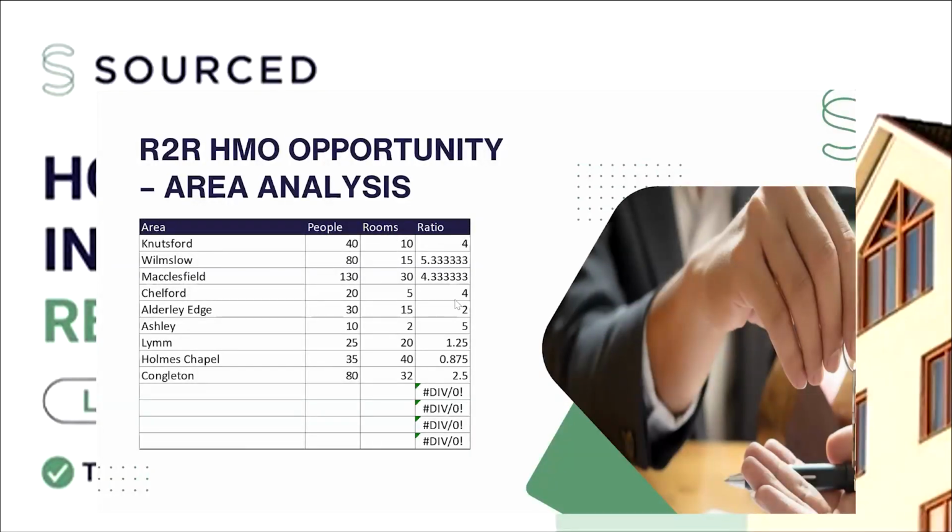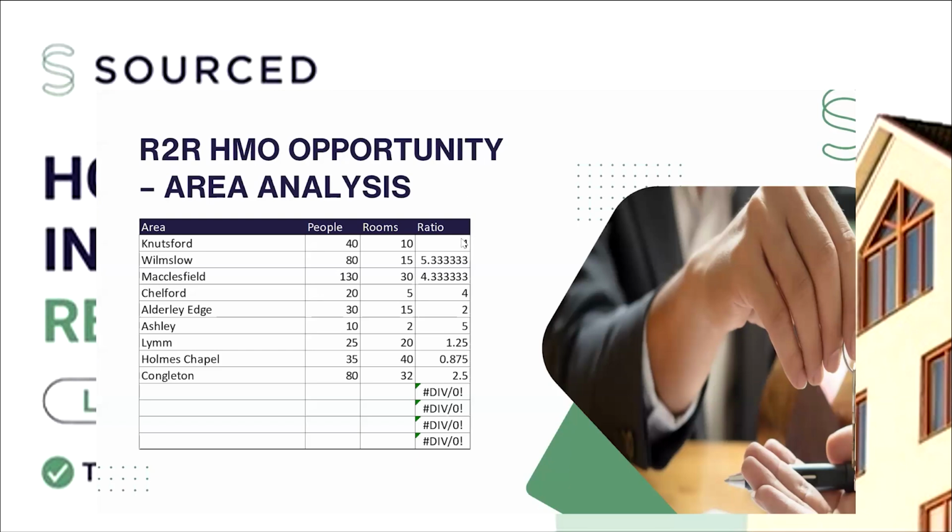And I wouldn't consider any area that had a ratio of fewer than 3. Because for every room that's available, I want at least 3 people to be looking. Because if there's 3 people looking for that kind of room, then I know that I'm going to be able to fill the room. But that's just the first stage of that analysis, because all that says is how many people are there and how many rooms are available. What it doesn't say is how much those rooms cost and what condition those rooms are in. And it also doesn't say what rent those people are willing to pay.